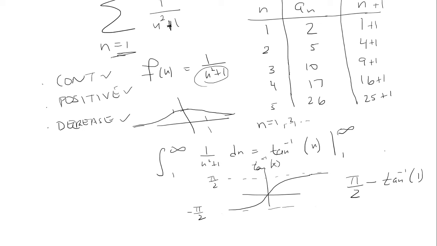So inverse tangent of 1 is really when tangent is equal to 1, and that's pi over 4. Okay. So it's really pi over 2 minus pi over 4, which is pi over 4. That is our answer. And since the integral is finite, the sum is going to converge.